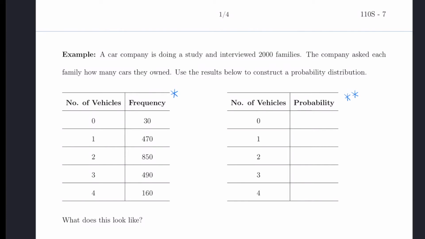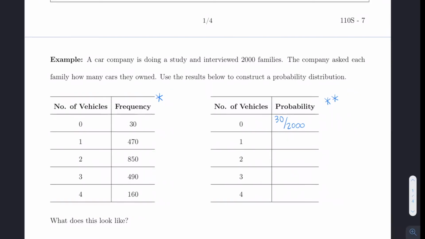Here, the relative frequency rule just says, take your frequency. So 30 families said that they did not have a car. Then you're going to divide by the total, so 30 out of 2,000. When you do this, you get 0.015, which, when you convert this to a percentage, is 1.5%. So the probability of a family not having a car is 1.5%, or 0.015.